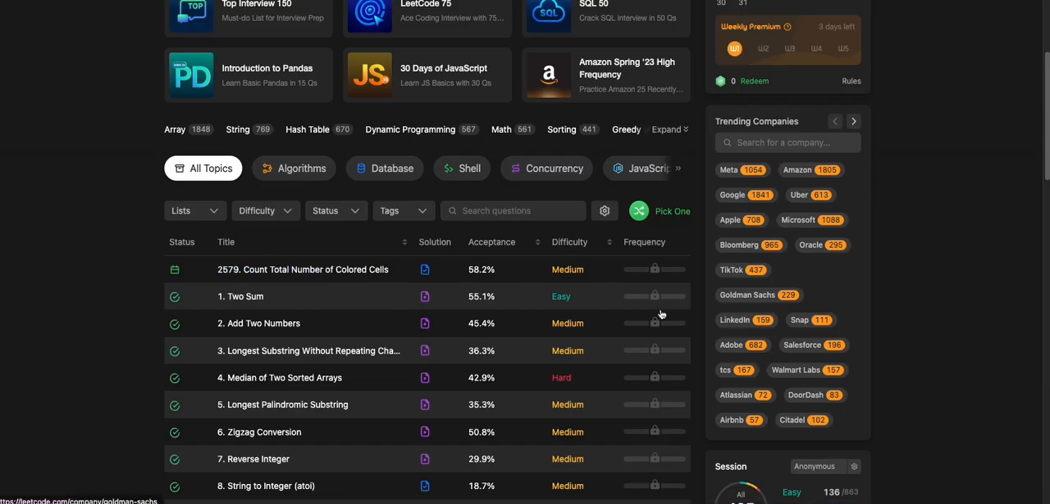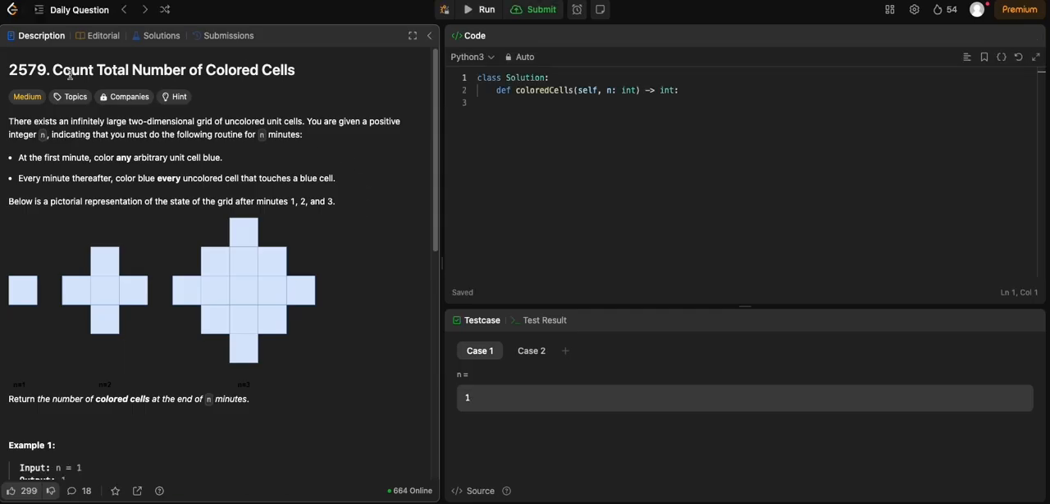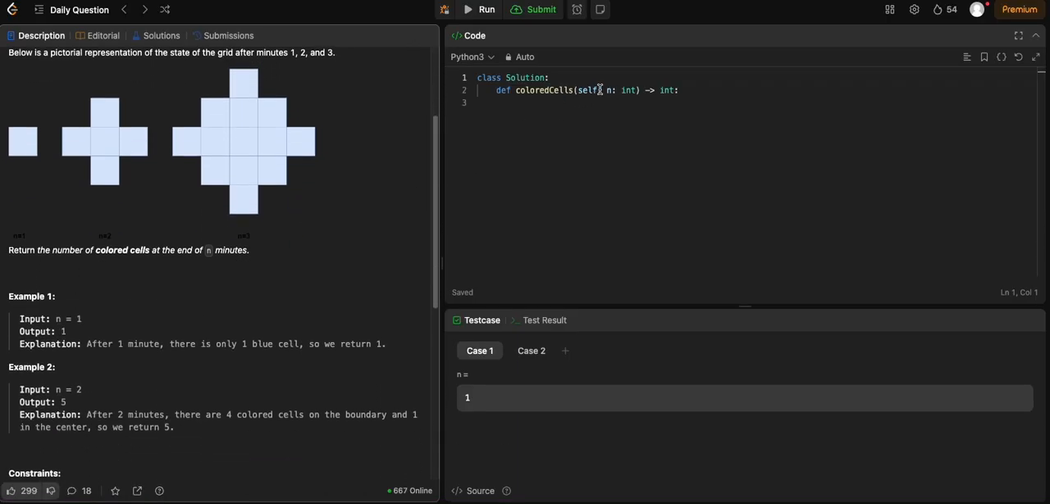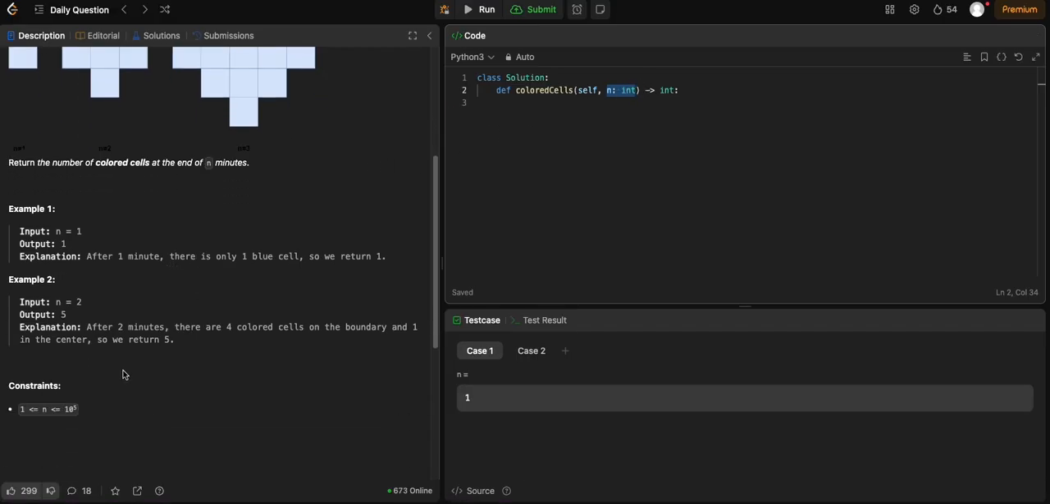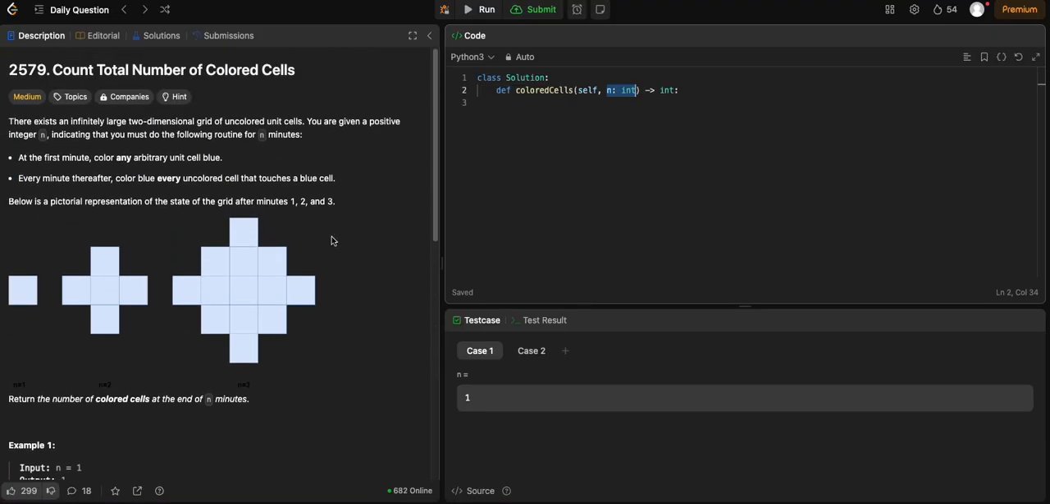So let's get started. So we have another medium today. It's Count Total Number of Colored Cells. Let's see what it wants. We're actually only given one integer this time. So I'm guessing it is some kind of math question, maybe. Yeah. So let's see. So it kind of grows out. Okay. Let's just read this.